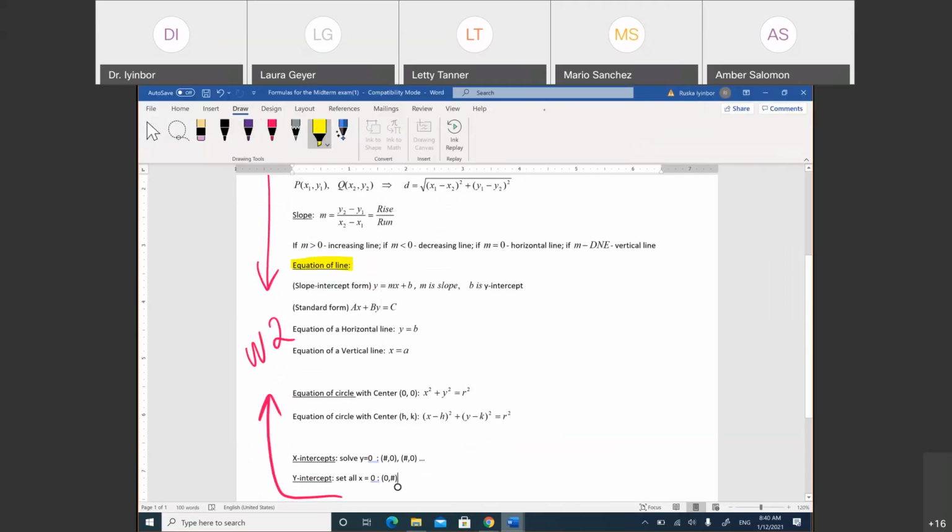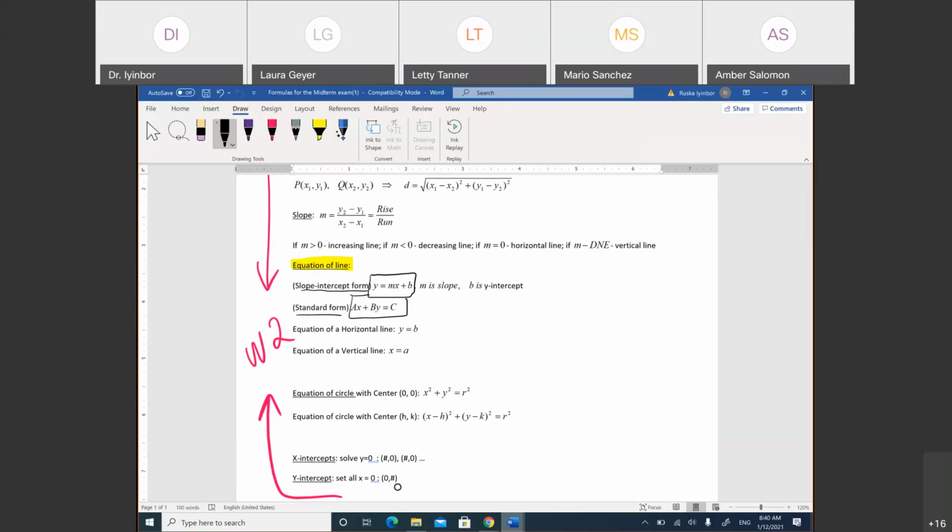So the equation of line, there are two forms. We have slope-intercept form and standard form. The slope-intercept looks like y equals mx plus b. This is the formula. We're going to talk about that. Standard form is this one, which is ax plus by equals c.